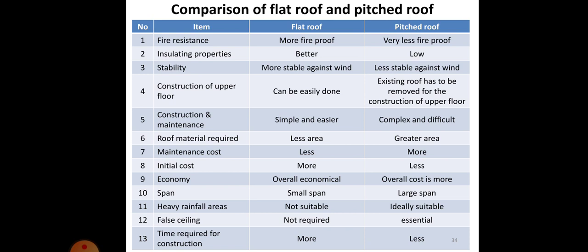Insulating properties are also better for the flat roof compared to that of a pitched roof. And then we see that construction of the upper floor can be easily done in the case of a flat roof, whereas in the case of a pitched roof, the existing roof has to be removed for the construction of the upper floor. Then regarding the construction and maintenance, it is more simple in the case of a flat roof, whereas it is a little complicated or complex in the case of a pitched roof.